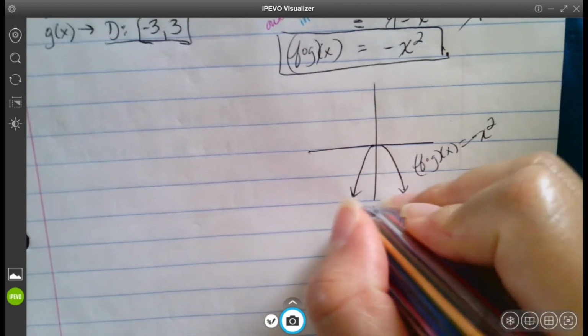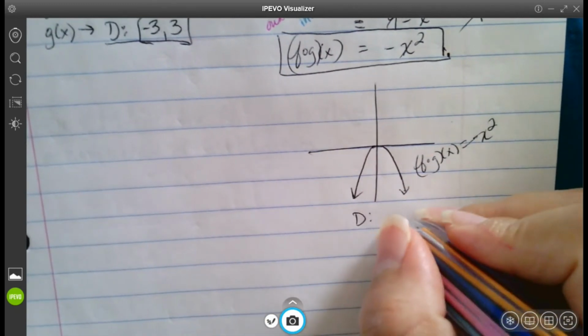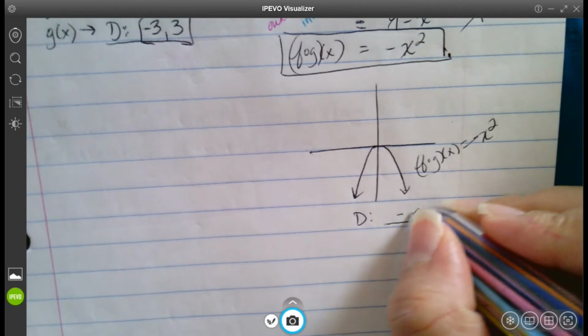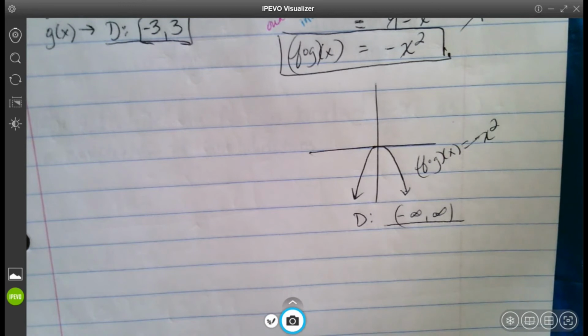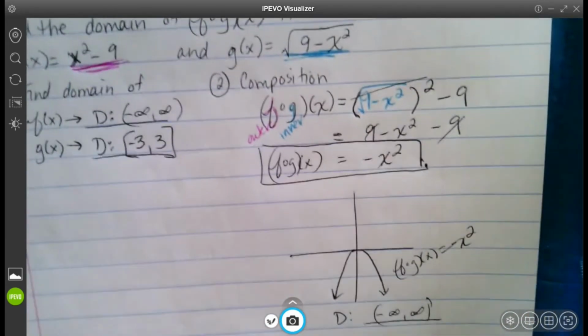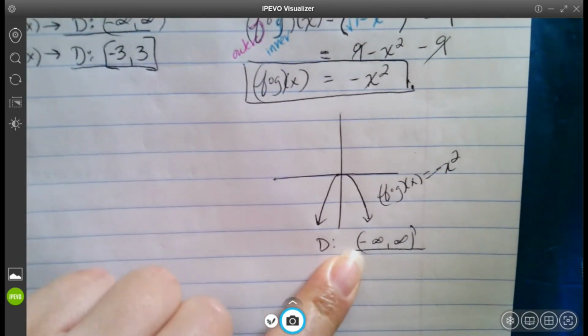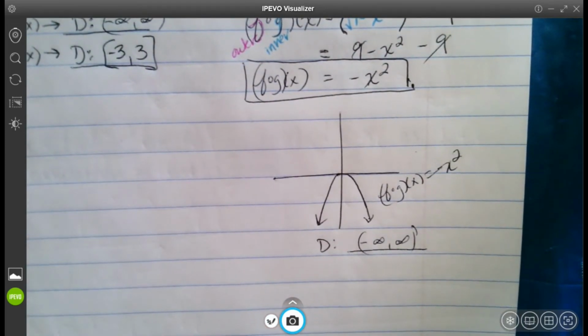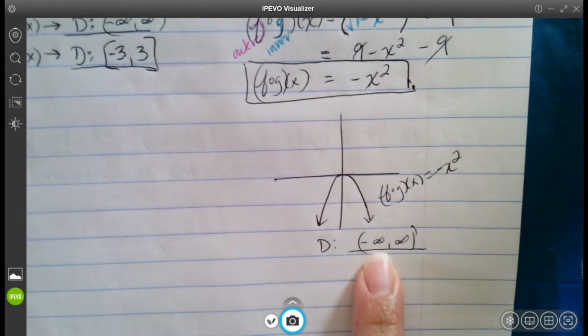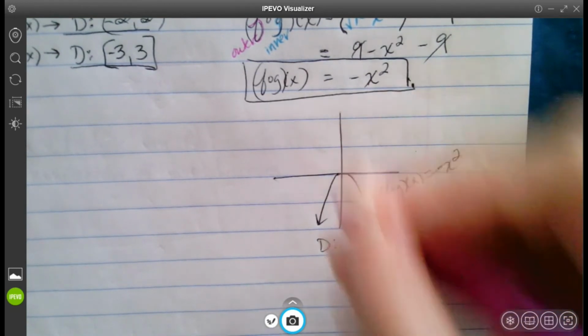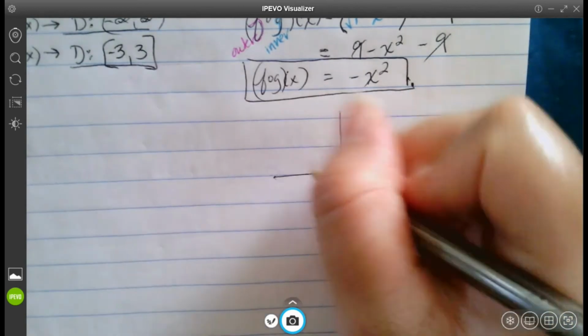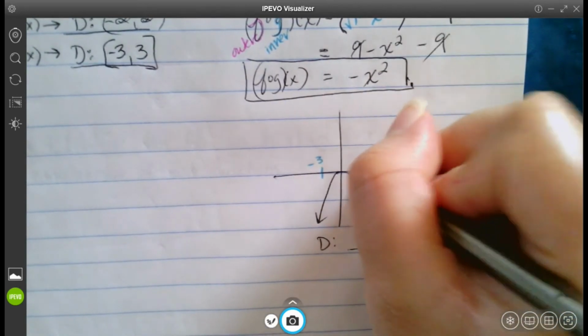So let's look at the domain for this, okay? The domain for this one, if we look at just this picture here, well, we're going to say it's all real numbers, right? Because it goes forever and ever. The problem with this, however, because this problem is asking us to find the domain, is that we're saying this function exists everywhere, and yet one of the functions that's in here, g of x, only exists between negative 3 and 3.